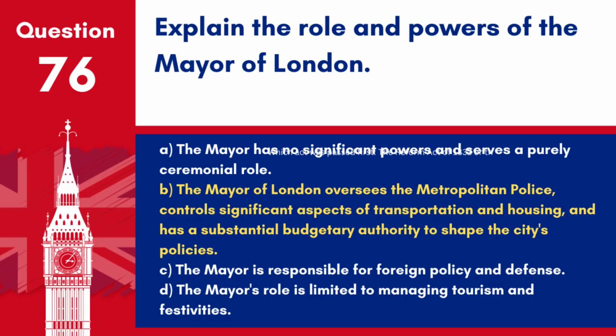Answer: B. The Mayor of London oversees the Metropolitan Police, controls significant aspects of transportation and housing, and has a substantial budgetary authority to shape the city's policies. Since the position's establishment in 2000, the mayor has played a crucial role in directing the strategic governance of London, affecting various aspects of daily life and development in the city.